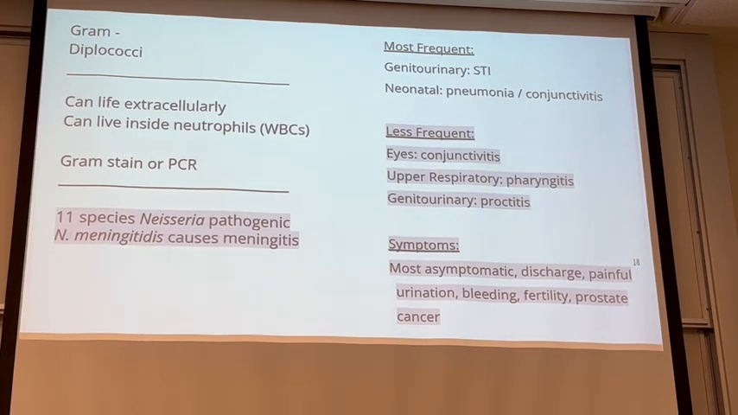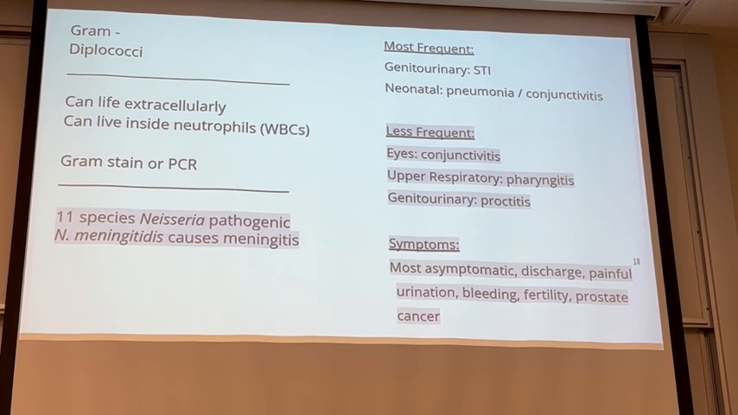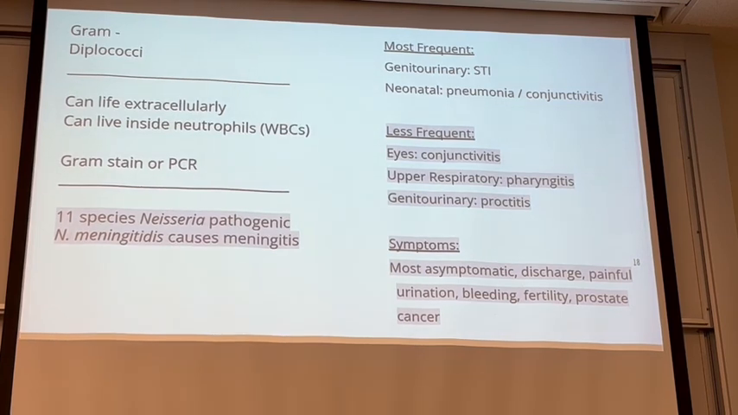So there are many different species of Neisseria, and there's meningitidis. We'll learn a little bit more about Neisseria meningitidis, which is one of the bacteria that cause meningitis, but those are two different species. So genitourinary, sexually transmitted, and remember it can do the same thing, pneumonia and conjunctivitis, through vertical transmission from the mother to the child as the child passes through the birth canal. Less frequently, it can cause pharyngitis of the oral pharynx from oral sex, and it can cause proctitis from anal sex.